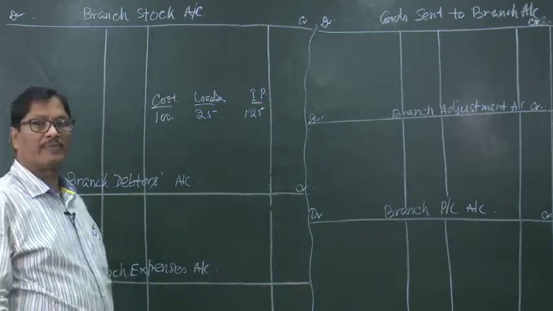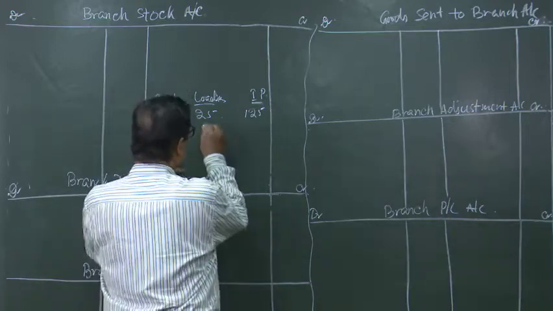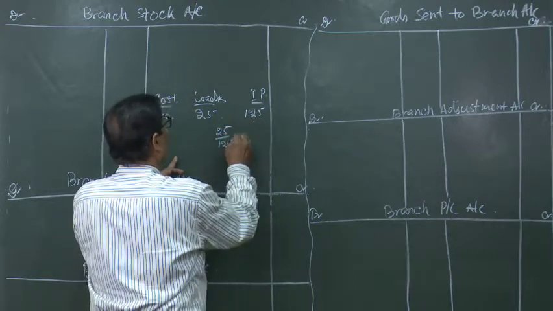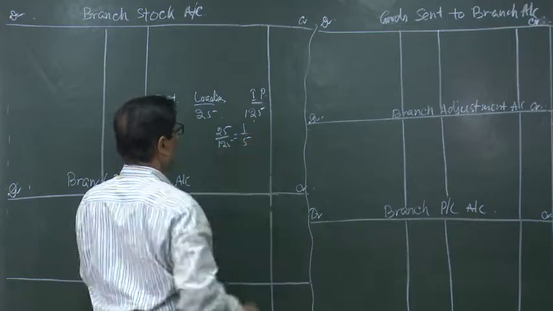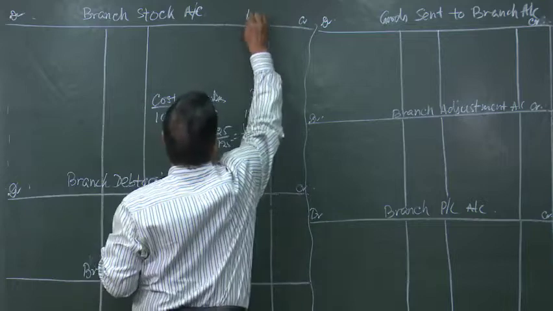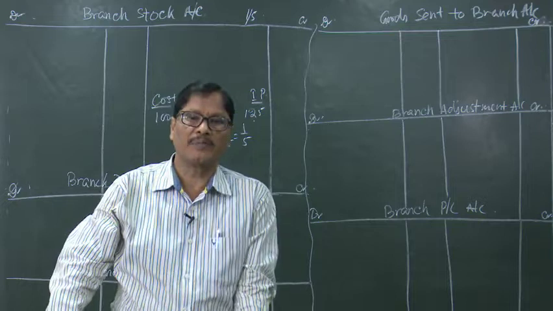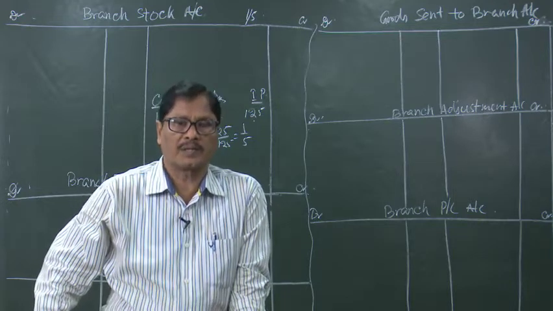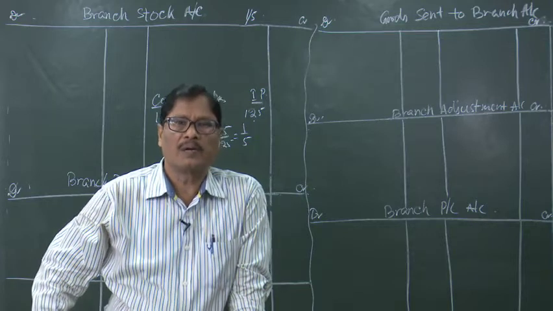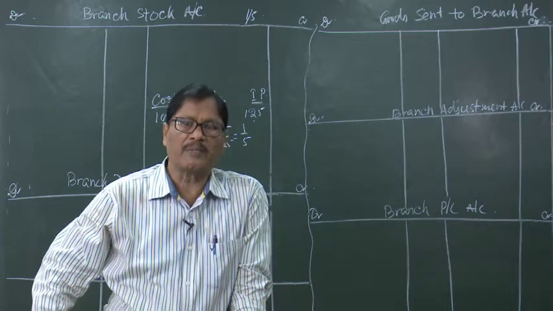If we are given the invoice price, how to remove the loading? The loading will have to be removed by 25 upon 125, which is equal to 1 by 5. So, 1/5 of the invoice price will have to be removed from the invoice price in order to know the cost price. That means, the stock reserve will be 1/5 of the opening stock, 1/5 of the closing stock, 1/5 of the goods sent to branch, everything will be there.